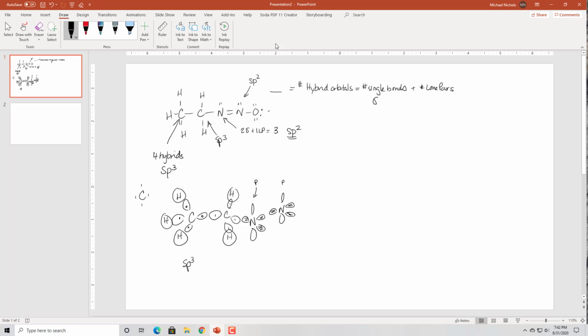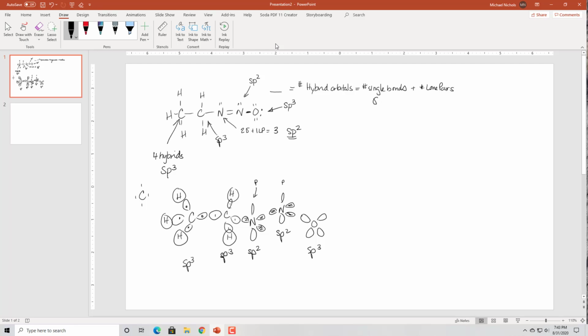How about this final oxygen? This oxygen has 1 single bond and 3 lone pairs. That means it has 4 hybrid orbitals, which means that it is sp3 hybridized. Here's my oxygen, which is also sp3 hybridized. So this nitrogen was sp2, this nitrogen was also sp2, and the carbon was sp3.